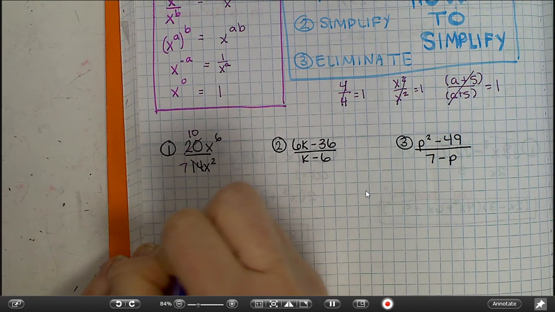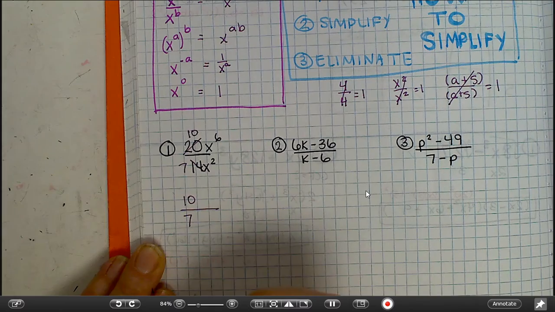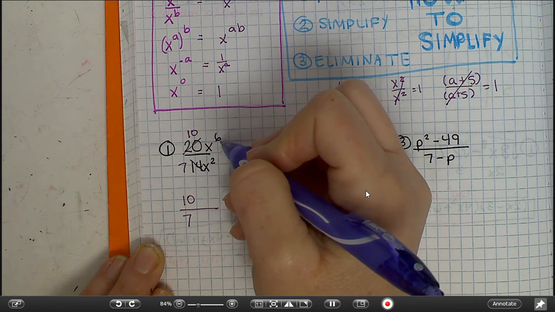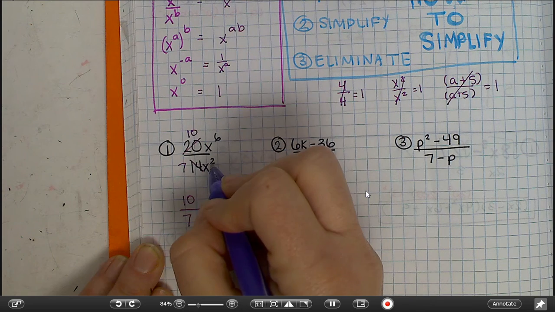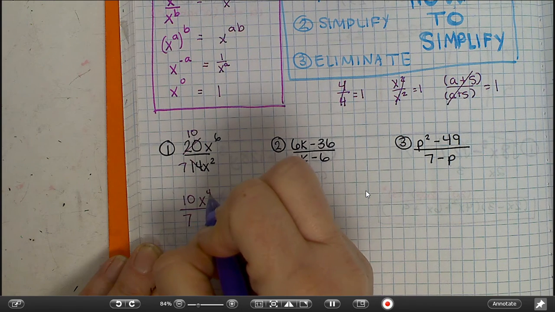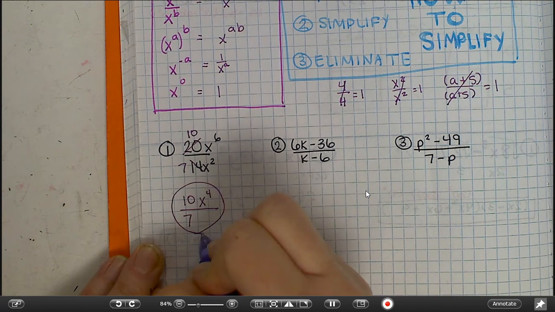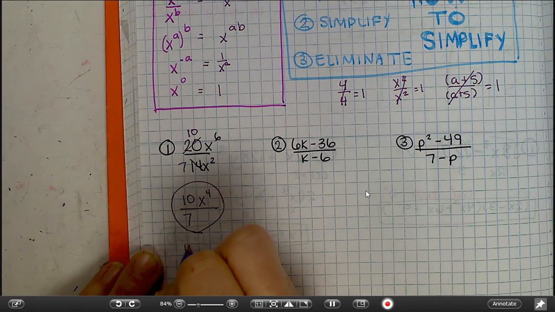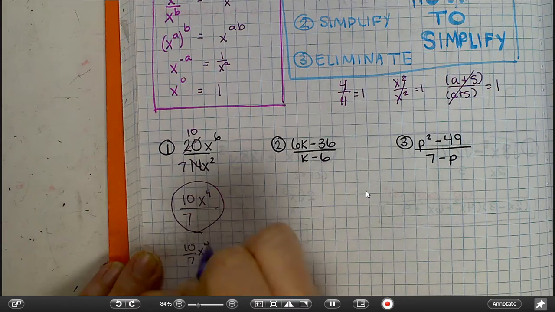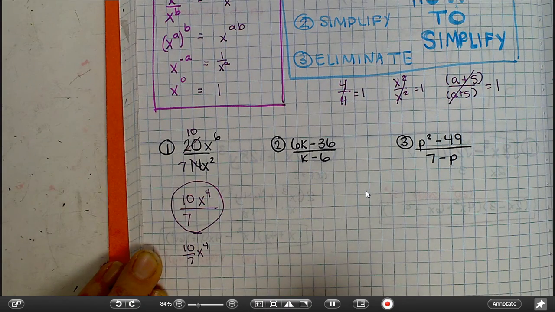So down here, I'm going to write 10 over 7. We have x to the 6th over x squared. And when you are dividing, you subtract, so x to the 4th. So this is the final answer, 10x to the 4th over 7. Of course, you could write it like this, and that would also be correct.